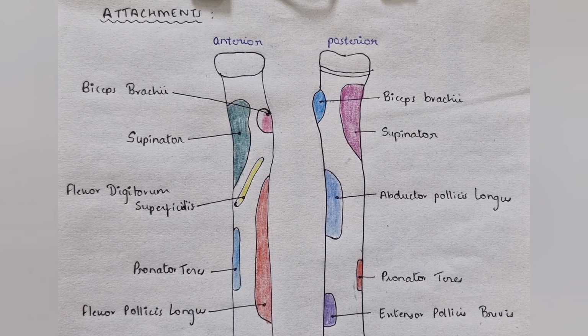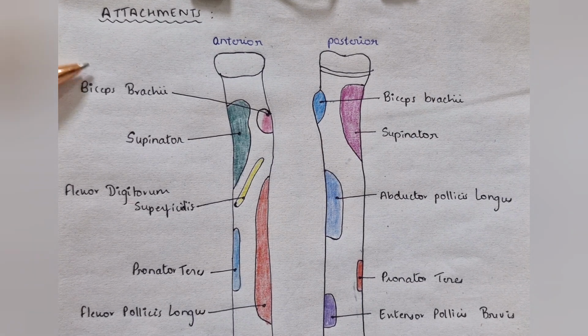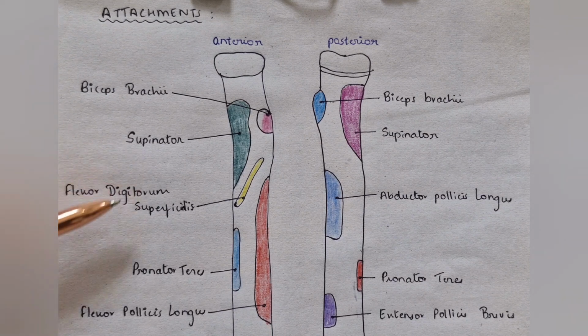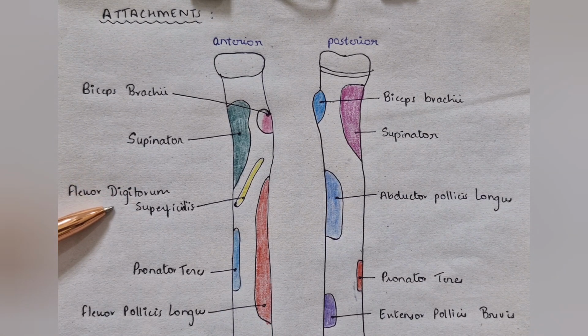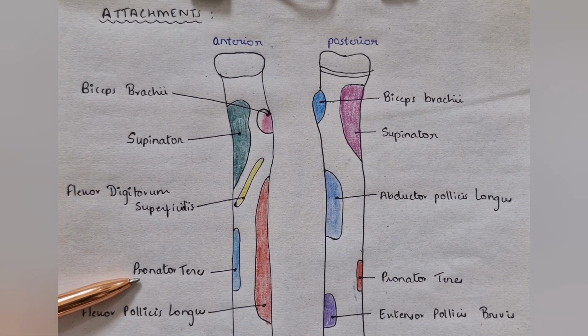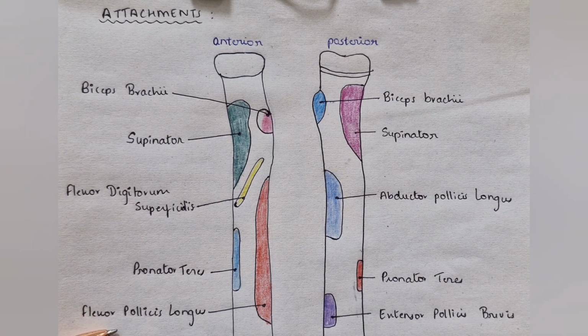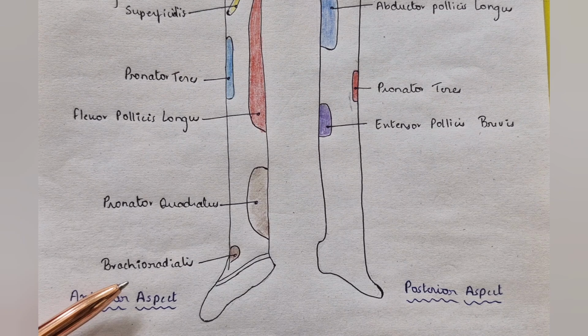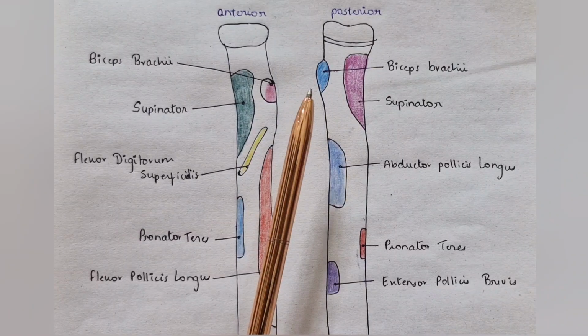Attachments of the radius. On the anterior aspect, we have the biceps brachii, the supinator, flexor digitorum superficialis, pronator teres, flexor pollicis longus, pronator quadratus, and the brachioradialis muscle.